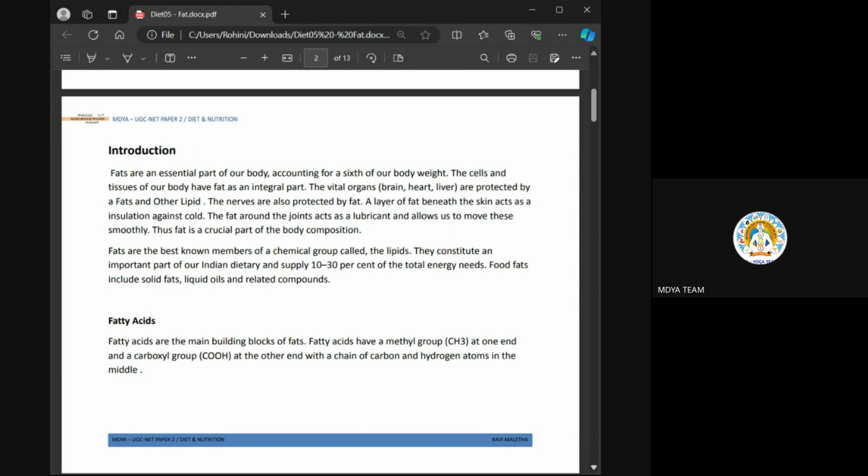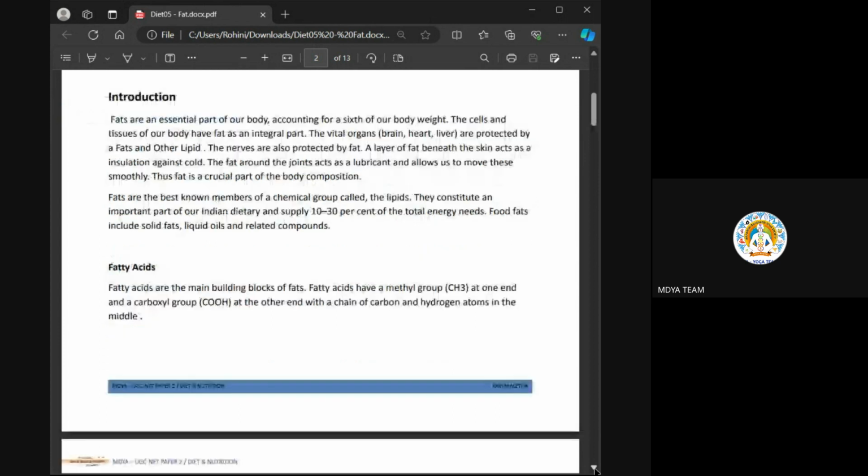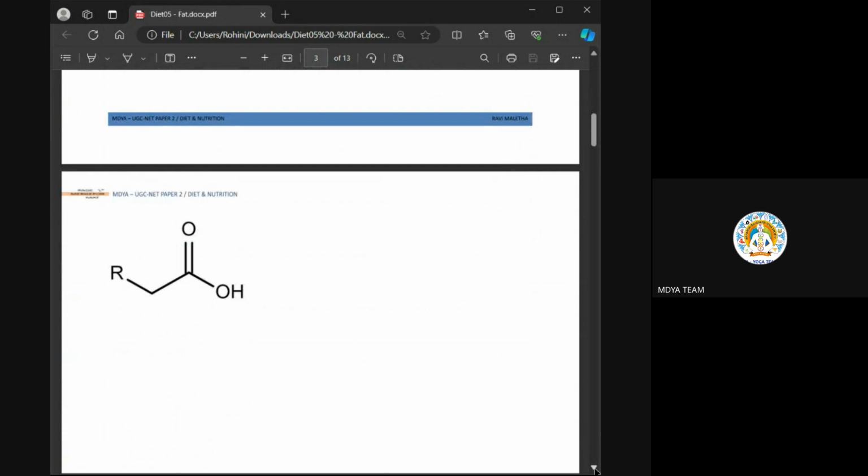The fatty acids have a methyl group at one end and a carboxyl group at the other end, with a chain of carbon and hydrogen in the middle. That makes a fatty acid. The fatty acid is further classified into different categories on the basis of the length of the chain. When one fatty acid attaches to another, it makes a chain.